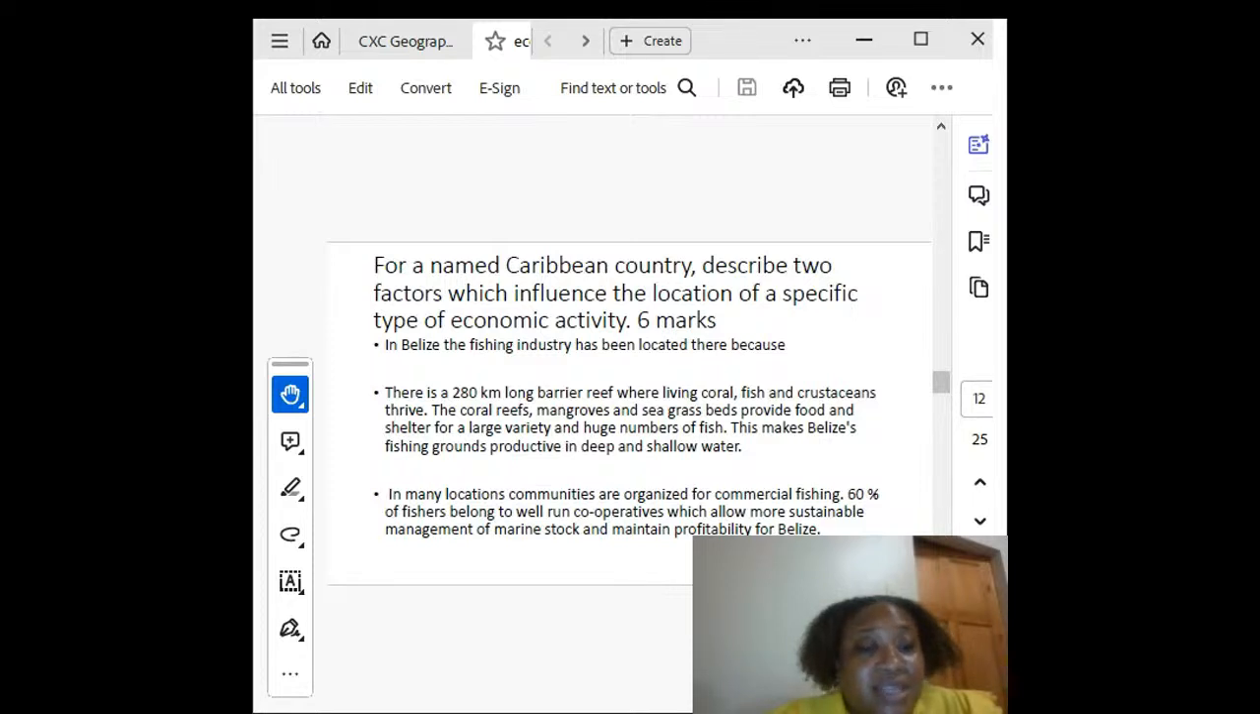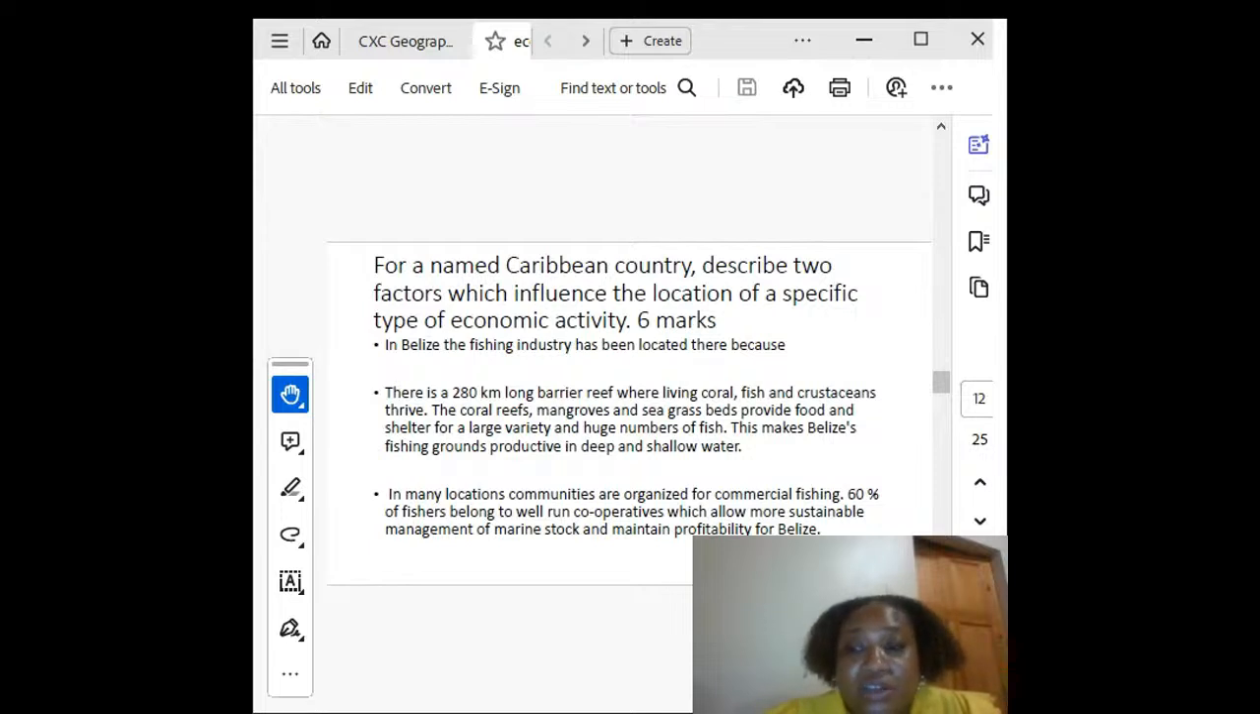Remember, Belize has the largest barrier reef in the Western Hemisphere, so it makes it ideal because of that barrier reef. The coral reef ecosystem is going to, of course, foster fisheries, right? So it's ideal for the fishing industry, the barrier reef. There are corals, fish, and crustacean. They have a thriving marine environment. So the fishing grounds in Belize are very productive, right?